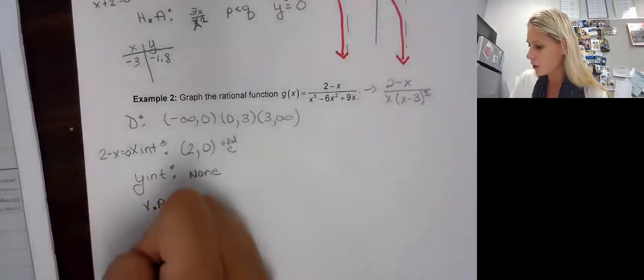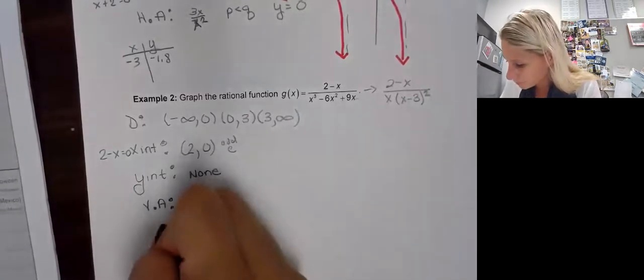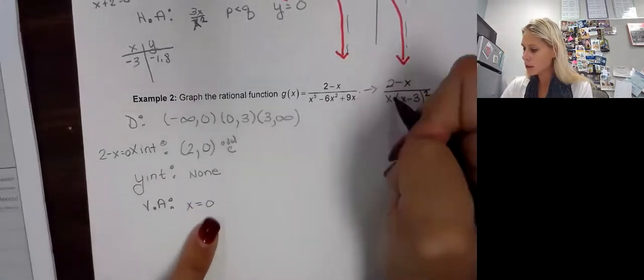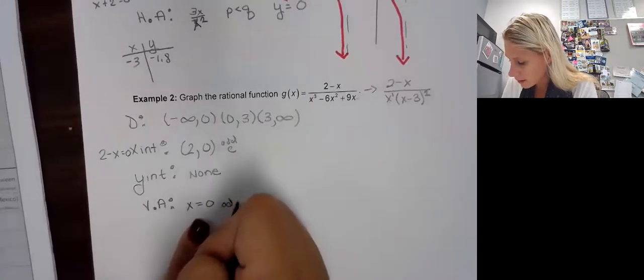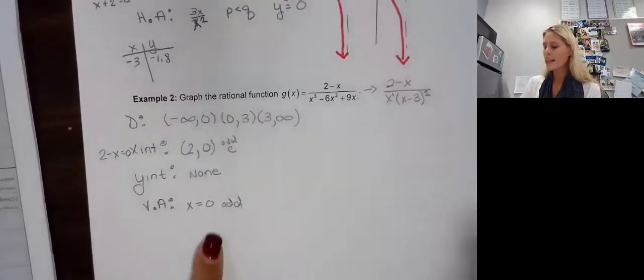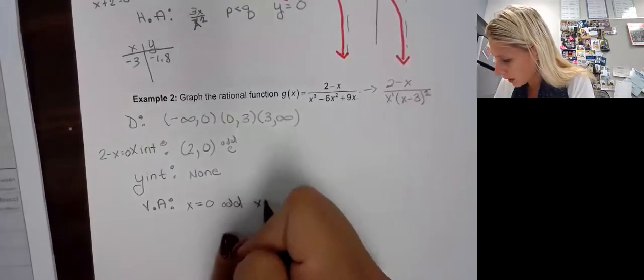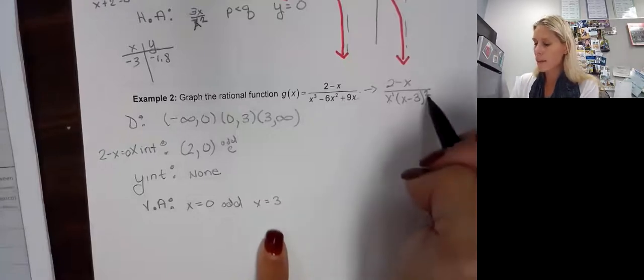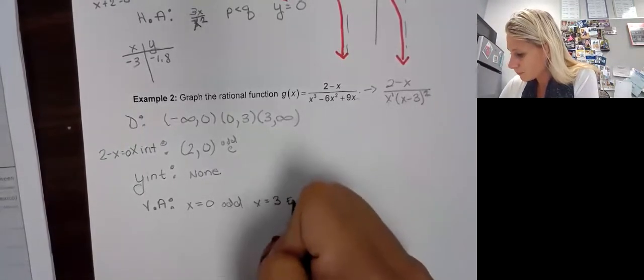Okay, next, vertical asymptotes. So we have a vertical asymptote at x equals 0. And that one's to the first, so it's odd. And our second vertical asymptote, well, what can that be? That can't be 3. Now, if we look here, that exponent is 2, so it's even.